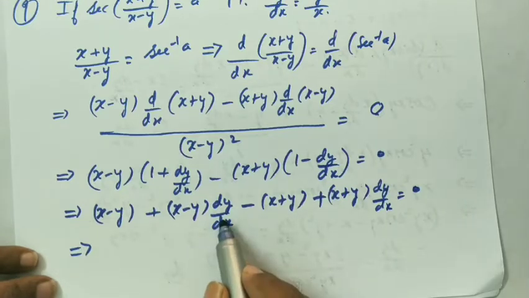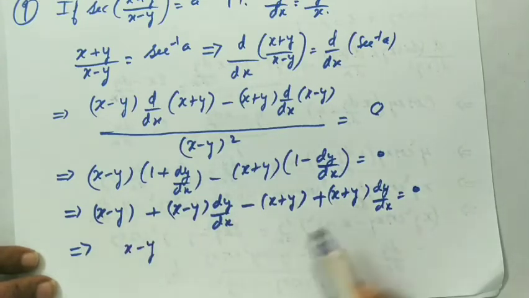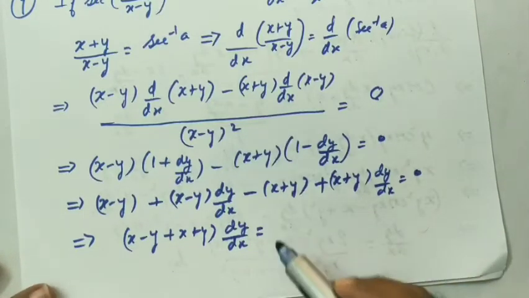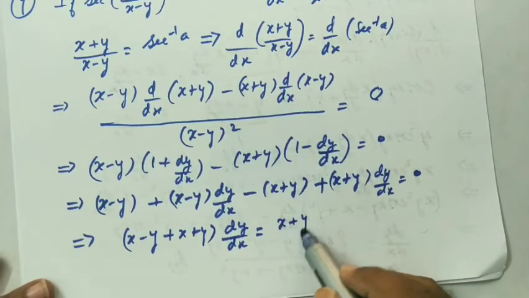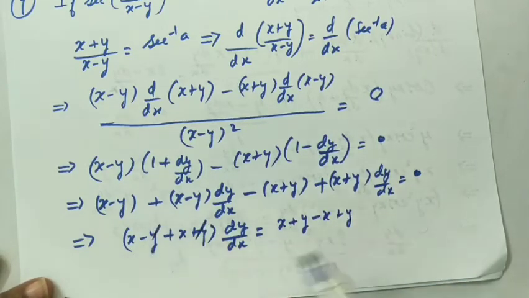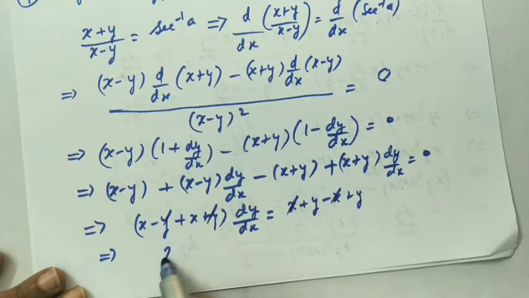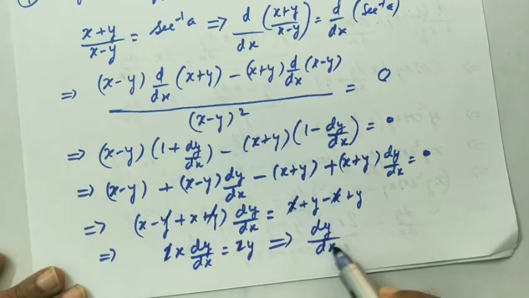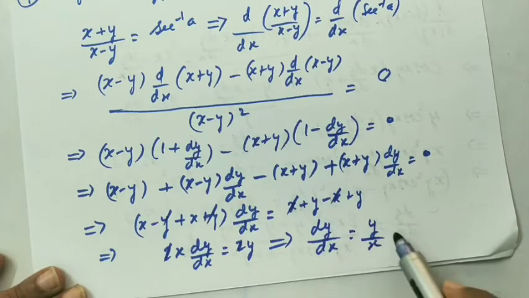So I'll take dy by dx one side, x minus y, I'll bring this one this side, x plus y. x gets cancelled here, and finally I have two y, and then the final answer is proved.